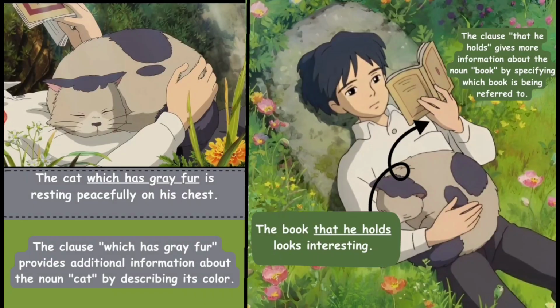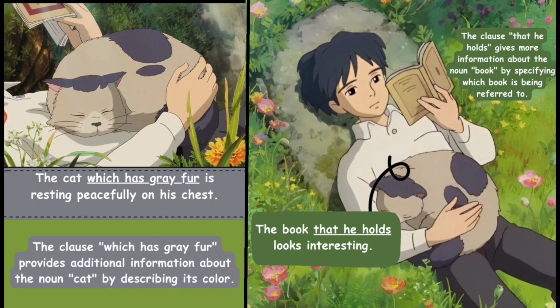You have to remember guys that the relative pronoun who can only be used to refer to people, so to describe things or animals, we use the relative pronoun which or that. So, in the sentence, the book that he holds looks interesting, the clause that he holds is an adjective clause because it gives more information about the noun book. It specifies which book is being referred to.